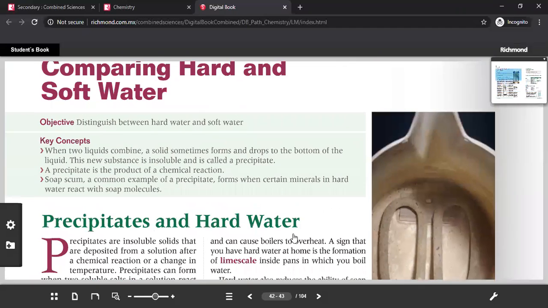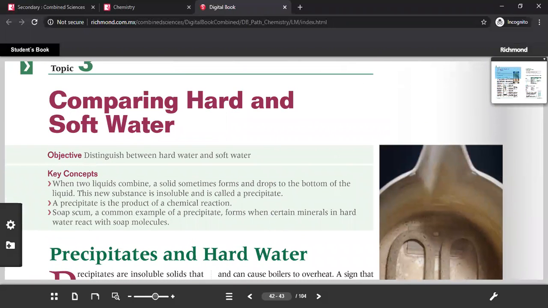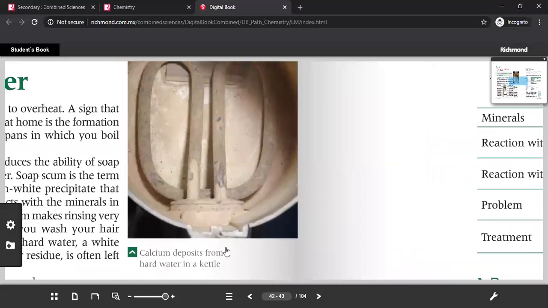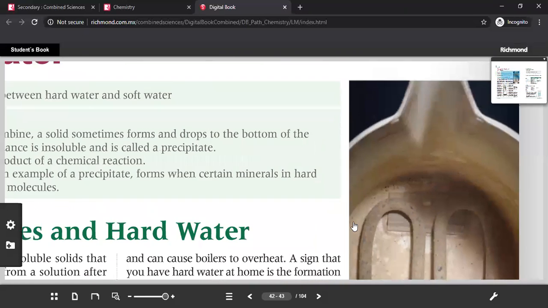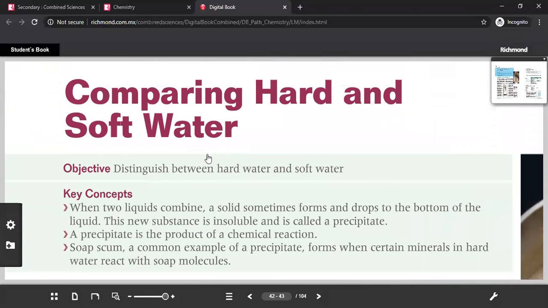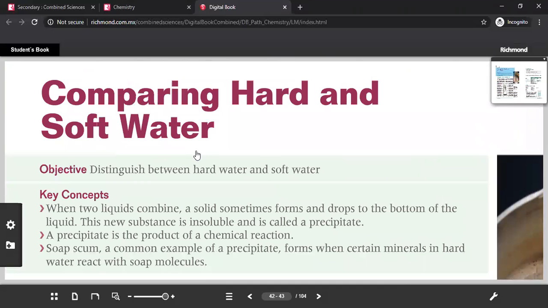Okay, so let's zoom in so we can better appreciate our key concepts and our objective, the main objective of this lesson. Here you go. Comparing hard and soft water. So the objective is to distinguish between hard water and soft water. So we are going to see the difference. What are the key concepts?